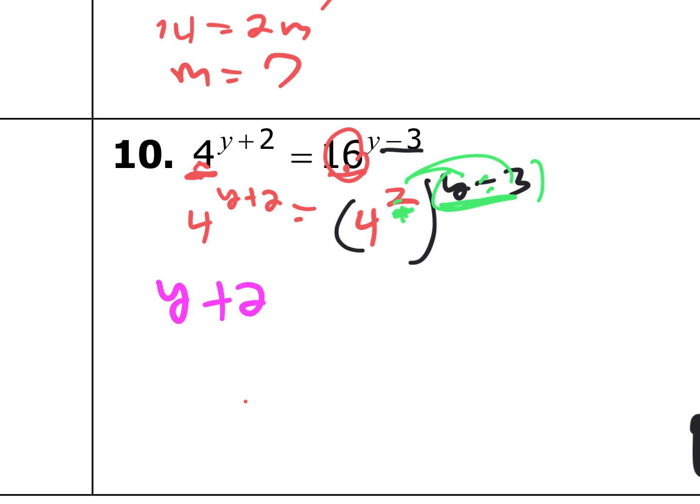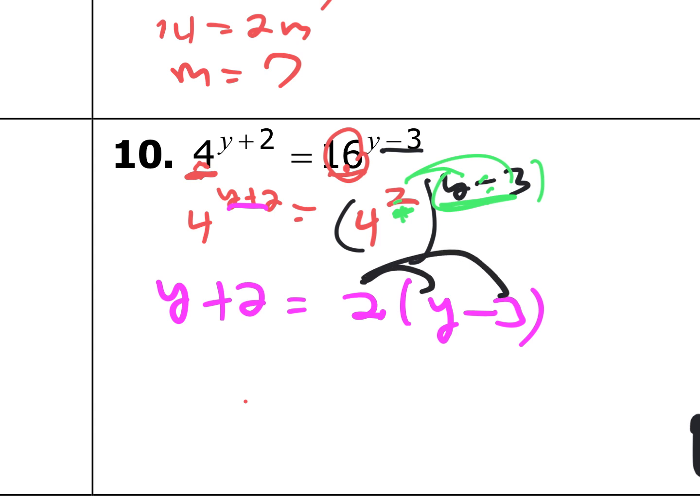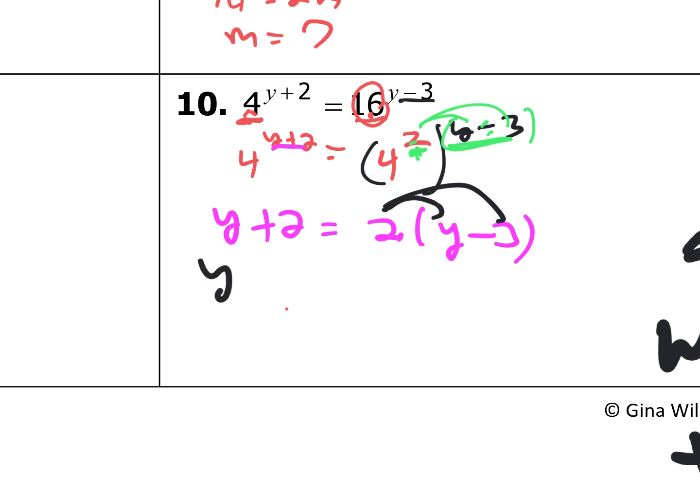Y plus 2 on this side will be equal to 2 times y minus 3 on this side. And Destiny already said that I have to distribute this. That shows she has a good math background. So y plus 2 is, she already told me the answer. That's why I'm writing it. She said 2 times y, 2y. 2 times a negative 3 is a negative 6.